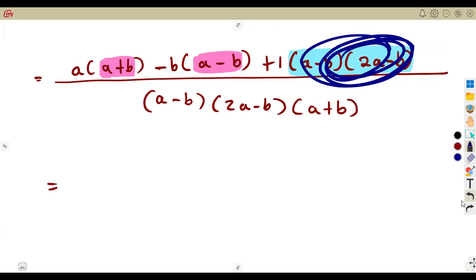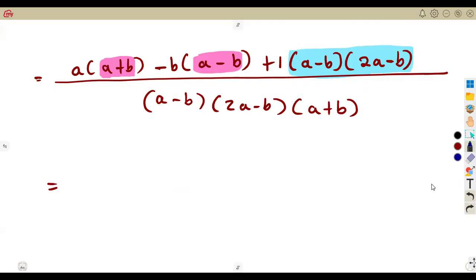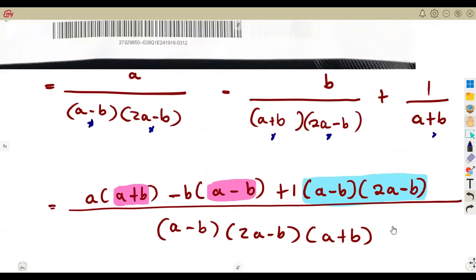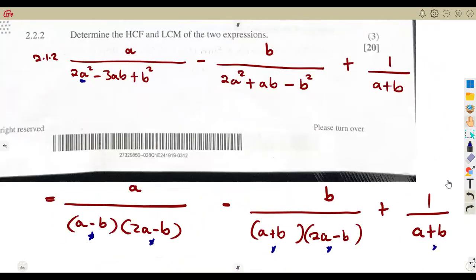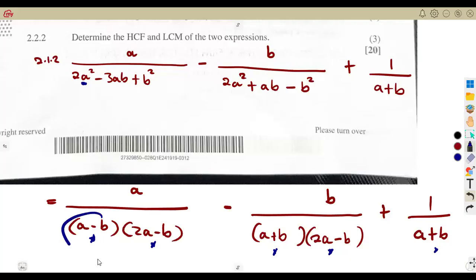We already had the quadratic expression, which gave us these two brackets. Remember that. If we go back here, this one here, where did we take this from? A minus B, 2A minus B. This is the same thing here. A minus B, 2A minus B. Where did we take it from? Here. This one. These two brackets.